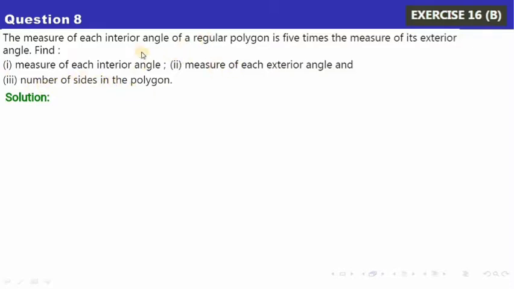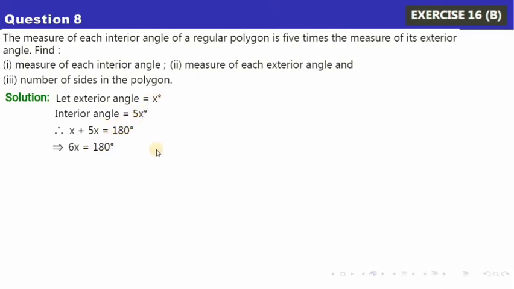Okay, so let's try to understand the case here. It is given that each interior angle is 5 times the measure of its exterior angle. That means if the exterior angle is x degree, then the interior angle will be 5 times x degree, which is 5x. Now all of you know, from the last class, that the sum of the interior and exterior angle will be equal to 180 degree, isn't it? That is x plus 5x is 180 degree.